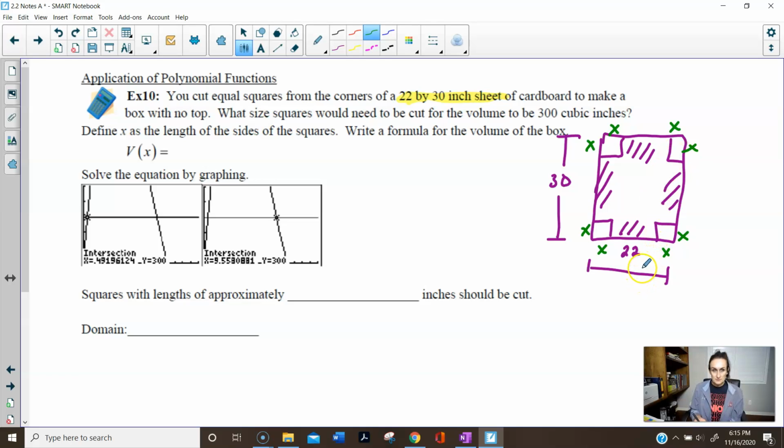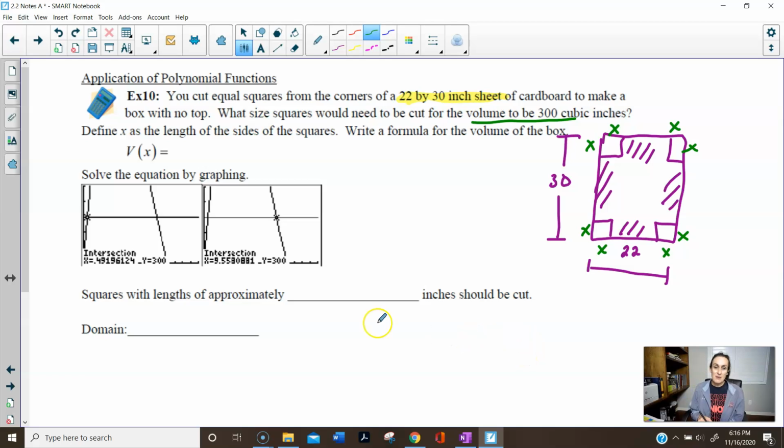All right, it says we're going to make a cardboard box. So we'll fold up those flaps, make a box, and it says what size of squares would you need to cut from the corners in order for the volume to be exactly 300 cubic inches, so inches cubed.